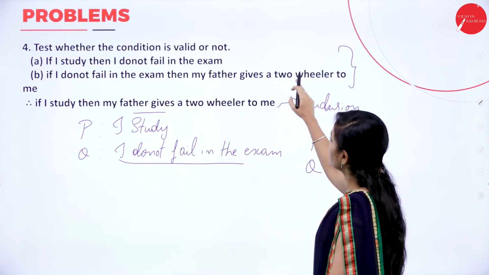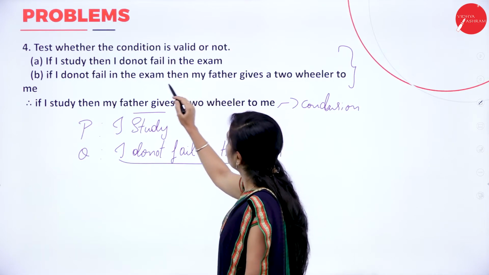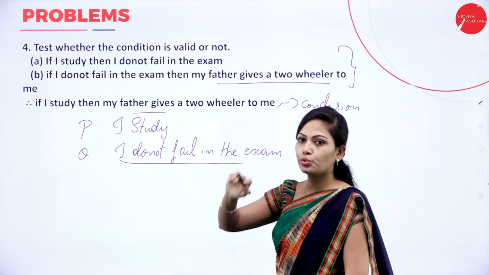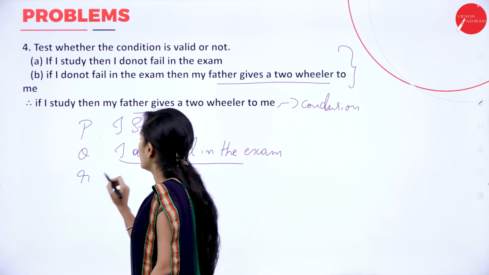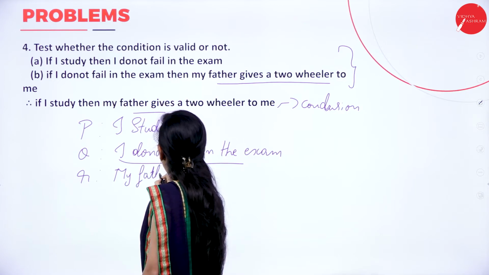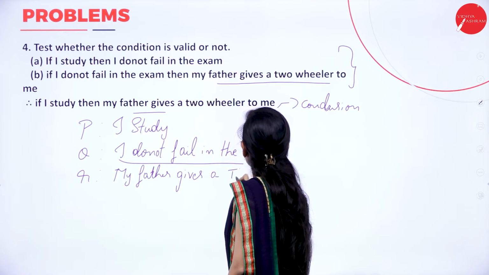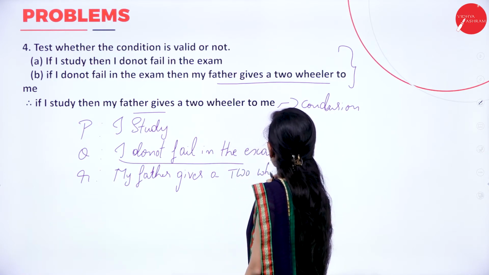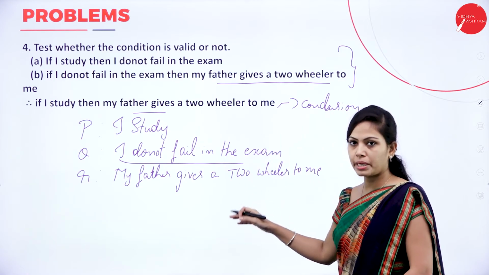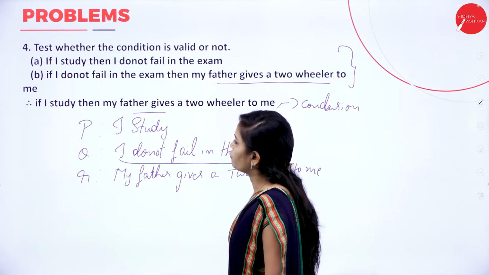Then my father gives a two-wheeler to me. And the third statement is, if I do not fail in the exam, then my father gives a two-wheeler to me. So statement R is, my father gives a two-wheeler to me. So we have three statements, statement P, Q and R. So now I can write the tabular form.